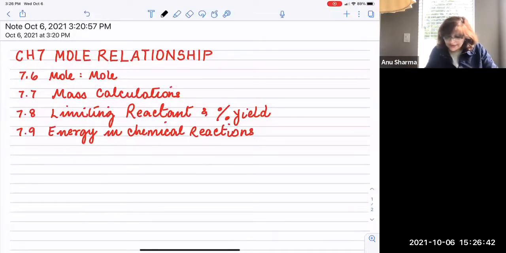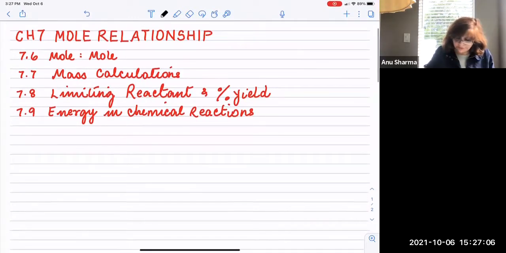Hi guys. Okay, so let's continue on with chapter 7. It's the chemical reactions and quantities. So we are looking at the mole relationships, the mass calculations, limiting reactants and the percentage yield, and the energy in a chemical reaction. Last time we talked about how to calculate the molar mass, which is the formula mass of the compounds. And now we are going to apply all that information.